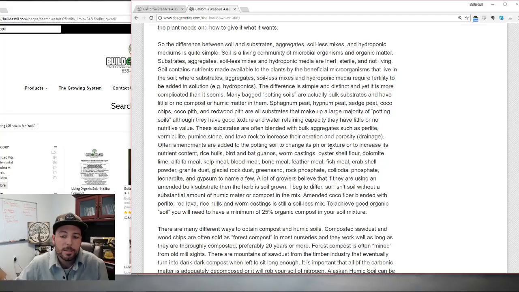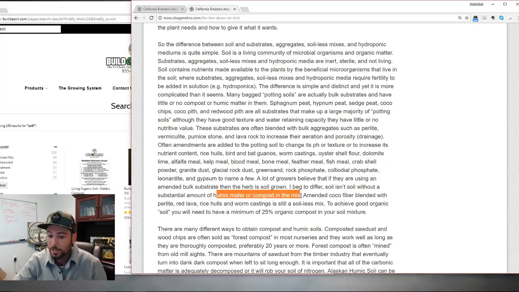Often, amendments are added to the potting soil to change its pH or texture or to increase its nutrient content. Rice hulls, bird and bat guanos, worm castings, oyster shell flour, dolomite lime, alfalfa meal, kelp meal, blood meal, bone meal, feather meal, fish meal, crab shell powder, granite dust, glacial rock dust, green sand, rock phosphate, colloidal phosphate, leonardite, and gypsum, to name a few. A lot of growers believe that if they are using an amended bulk substrate, then the herb is soil grown. I beg to differ. Soil isn't soil without a substantial amount of humic matter or compost in the mix.